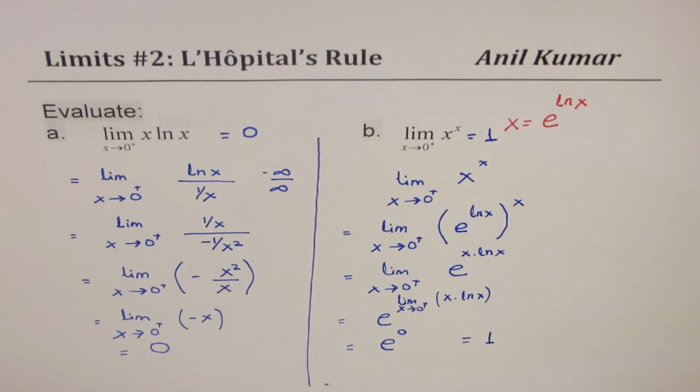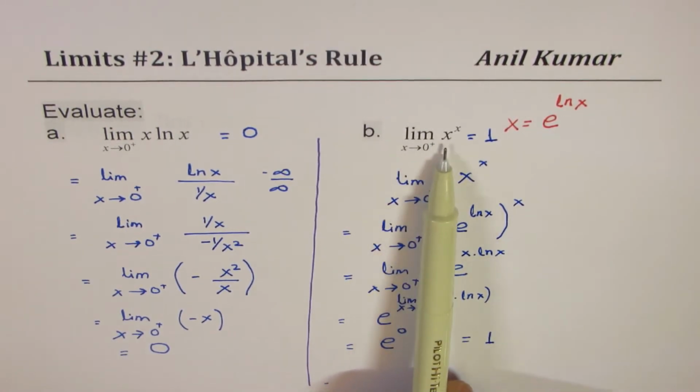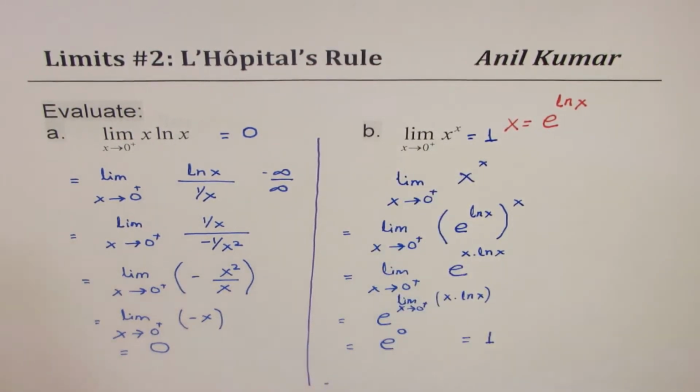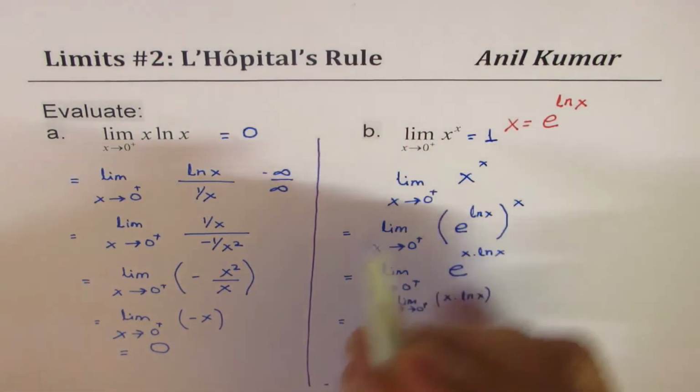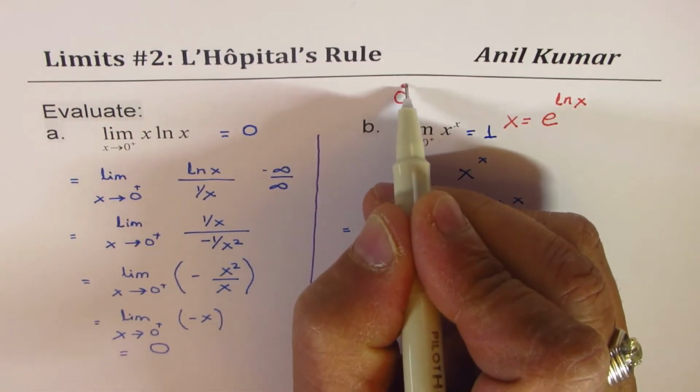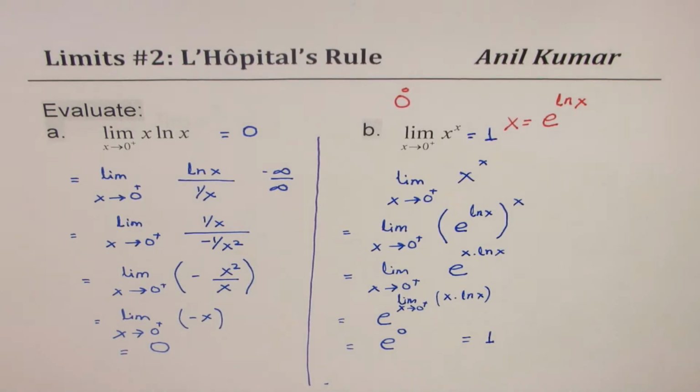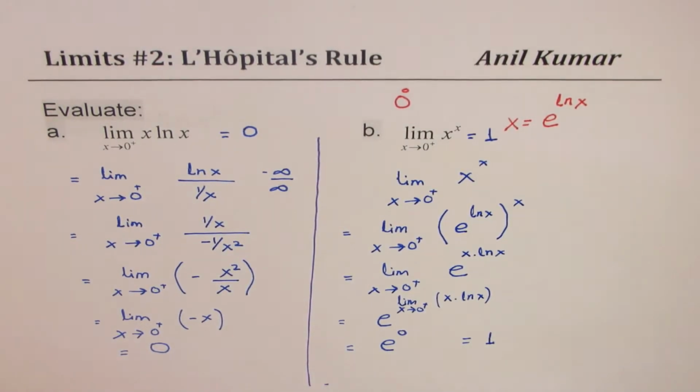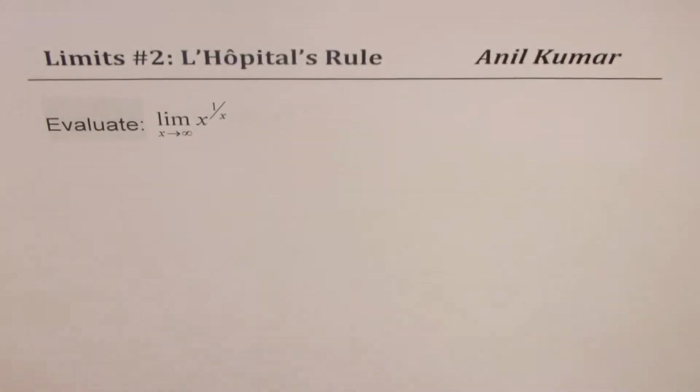Now you'll appreciate this was a form 0 to the power of 0, right? So if I substitute 0 here, we get a form 0 to the power of 0. So that is an example of indeterminate powers of the type 0 to the power of 0, correct? Now let's take more examples with indeterminates of powers.